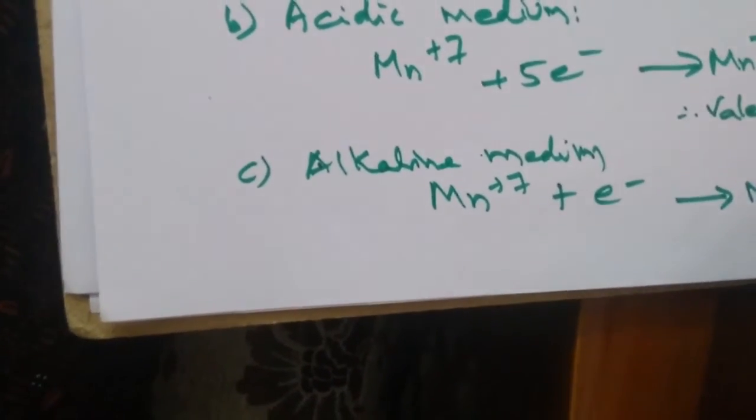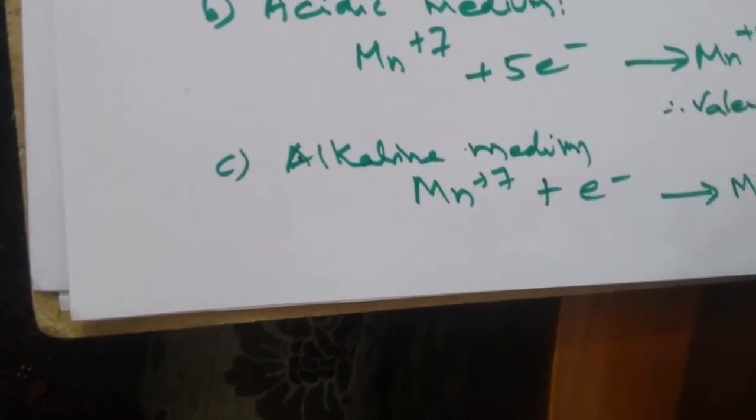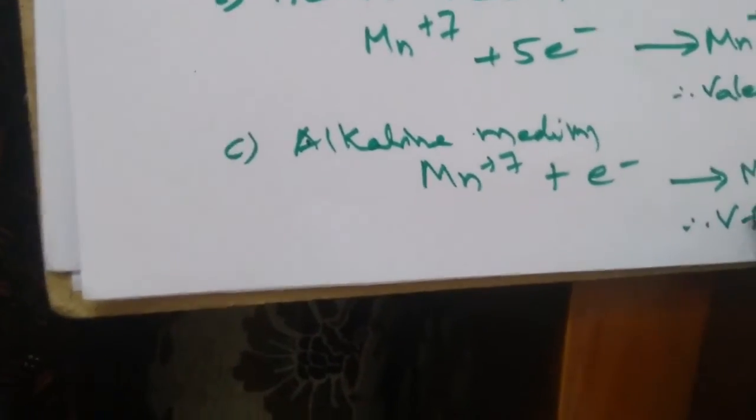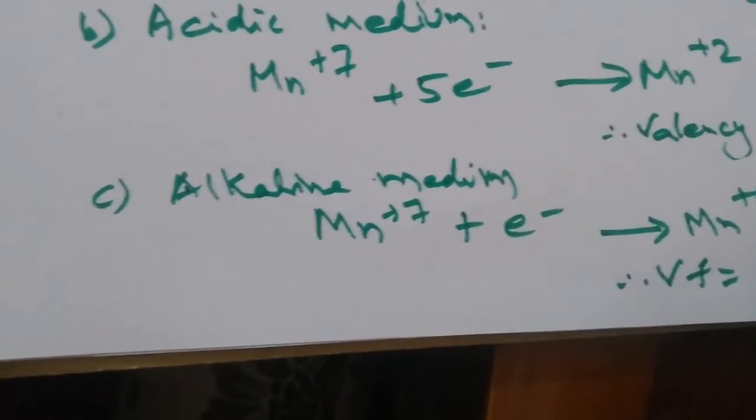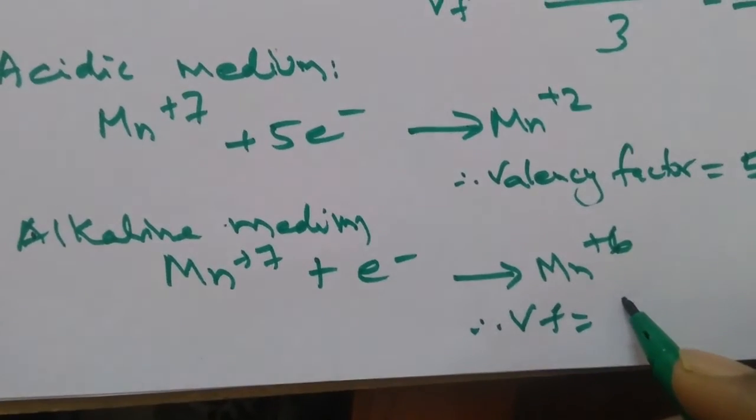So for neutral medium we got valency factor 3. Acidic medium we got valency factor 5. And for alkaline medium we got valency factor as 1.